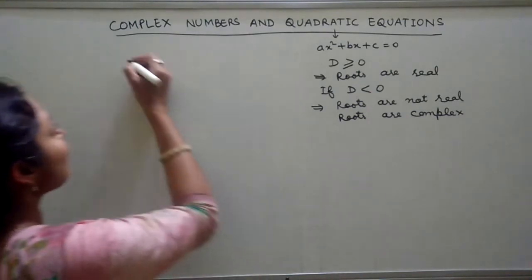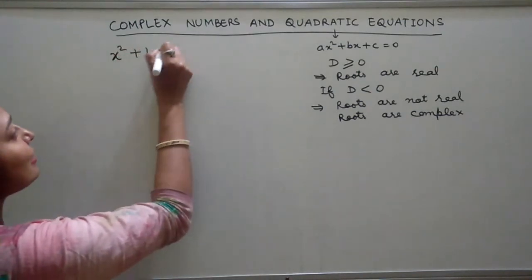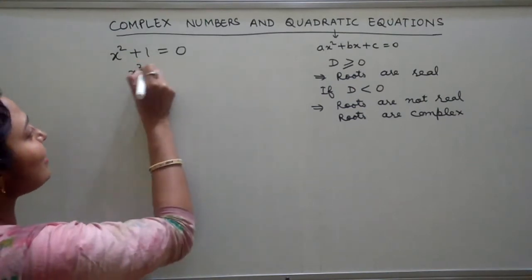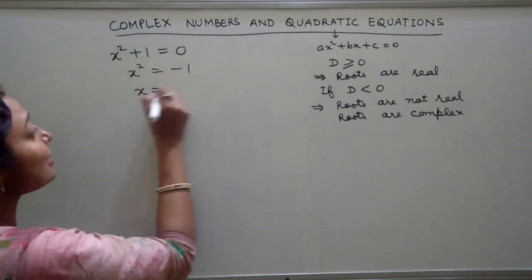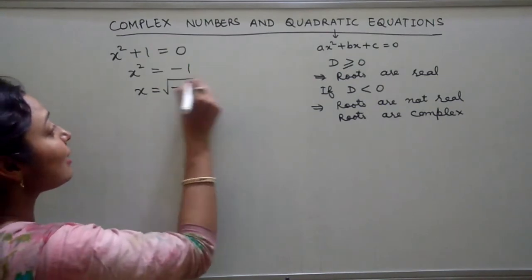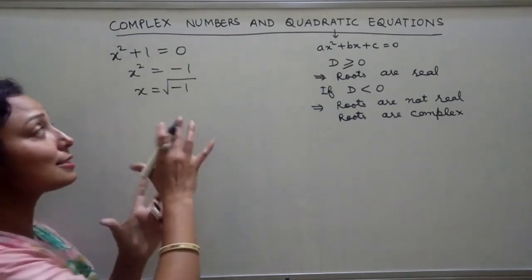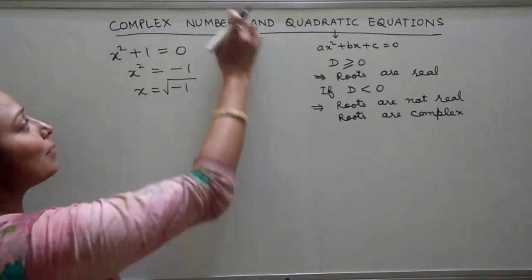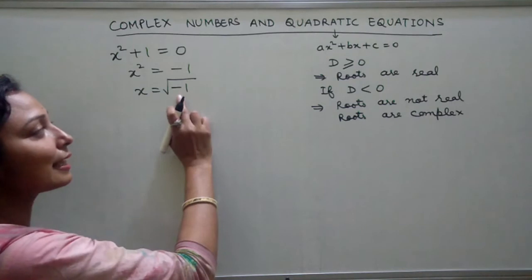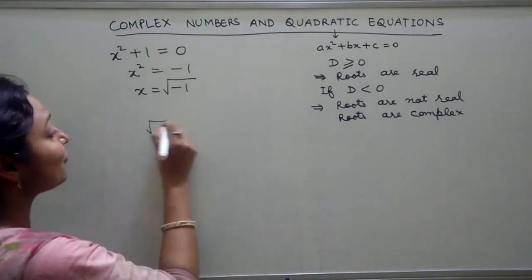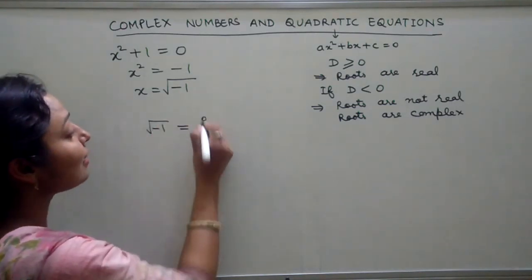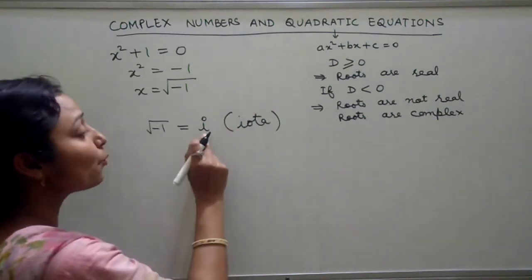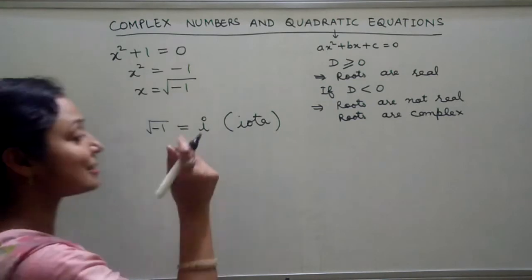What is complex? We have one equation, x square plus 1 equals 0, right? When we want to find the value of x, x square is equal to minus 1 and x is equal to the square root of negative 1. But this is not a real root, this is a complex root. Our complex number starts from this square root of negative 1. What is the value of the square root of negative 1? That is iota. This is known as iota, and this iota makes the number complex.